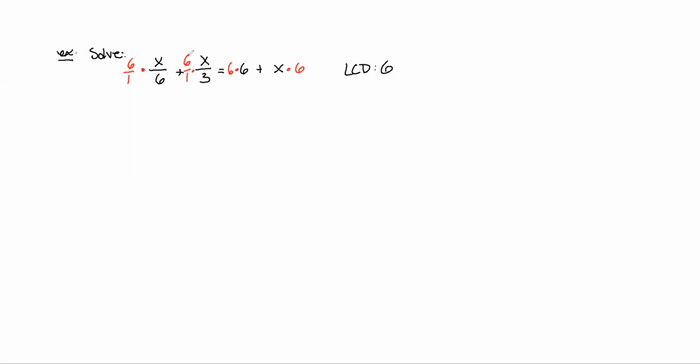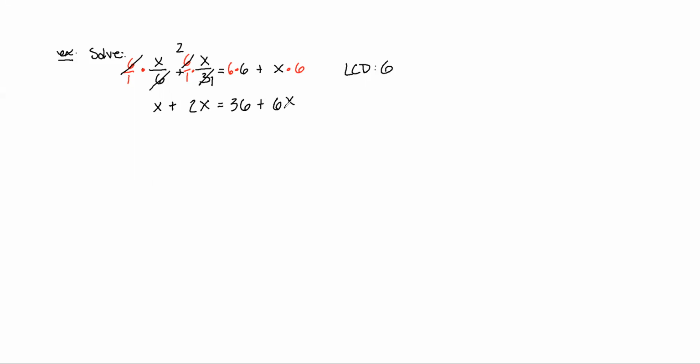All right, now let's go ahead and cancel things out. So in this first fraction here, these 6's just cancel. So we get x over 1, which is just x, plus, and now this 3 and the 6, we can reduce this to a 1 and a 2. So looking on top, we have 2 times x, so 2x over 1, so just 2x. And then equals 6 times 6 is 36, plus x times 6 is 6x.